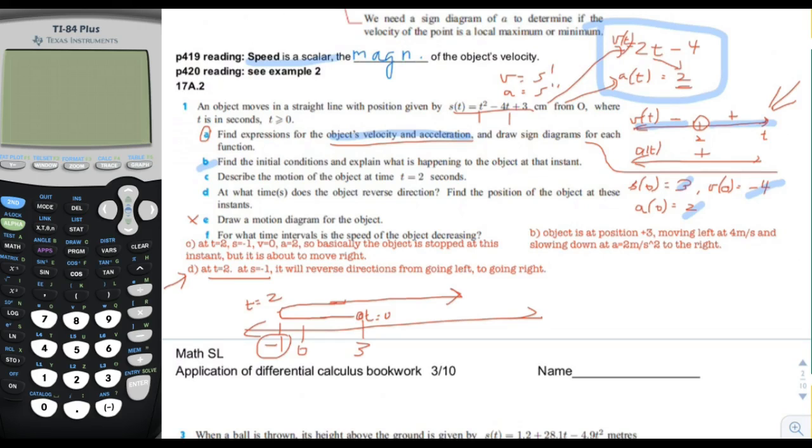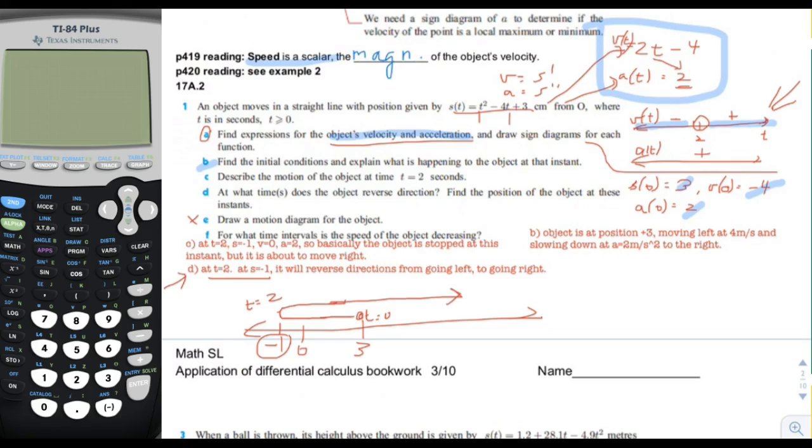Now we'll look at F. F says, for what time intervals is the speed of the object decreasing? Normally you would say, okay, it's decreasing when the acceleration is negative, right? When the acceleration is negative, normally the speed is decreasing. But this time, remember that when the acceleration is in the opposite direction of the velocity, the speed is decreasing. Not necessarily that when the acceleration is negative, the velocity is going to be decreasing. I mean, here we're talking about speed.